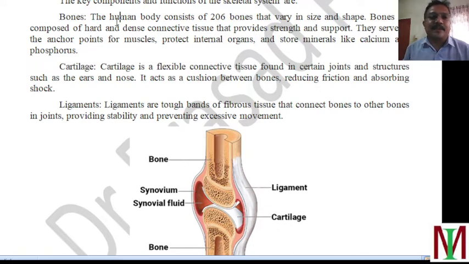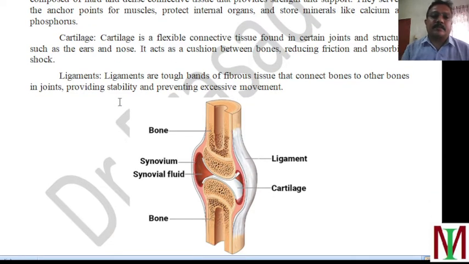Cartilage is a flexible connective tissue which is found in certain joints and structures such as ears and nose. It acts as a cushion between bones, reducing the friction and absorbing the shock. So that is the use of cartilage. It is a flexible part of a bone.